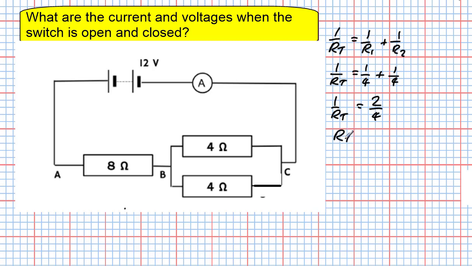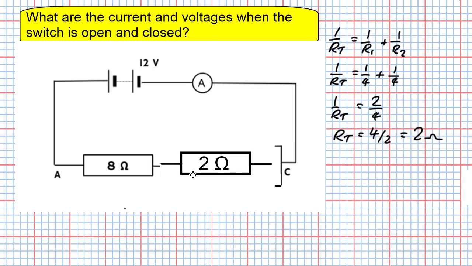Therefore, the total resistance is going to be equal to 4 over 2, which is going to be equal to 2 ohms. Now, we could have done that very quickly because we know the rule of thumb that when you have 2 identical resistor values in parallel, then the combined resistance is going to be half that value. So those 2 resistors can be replaced with a 2 ohm resistor.